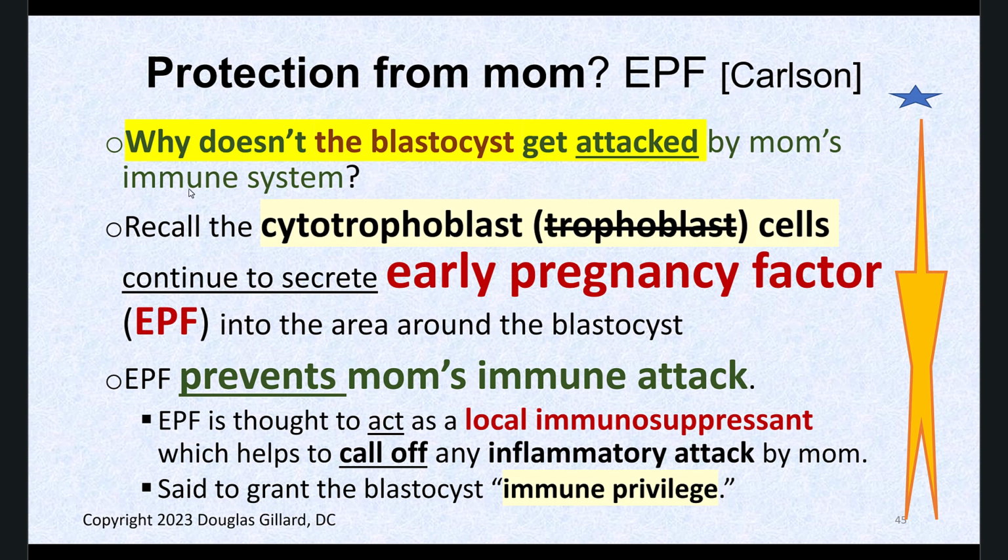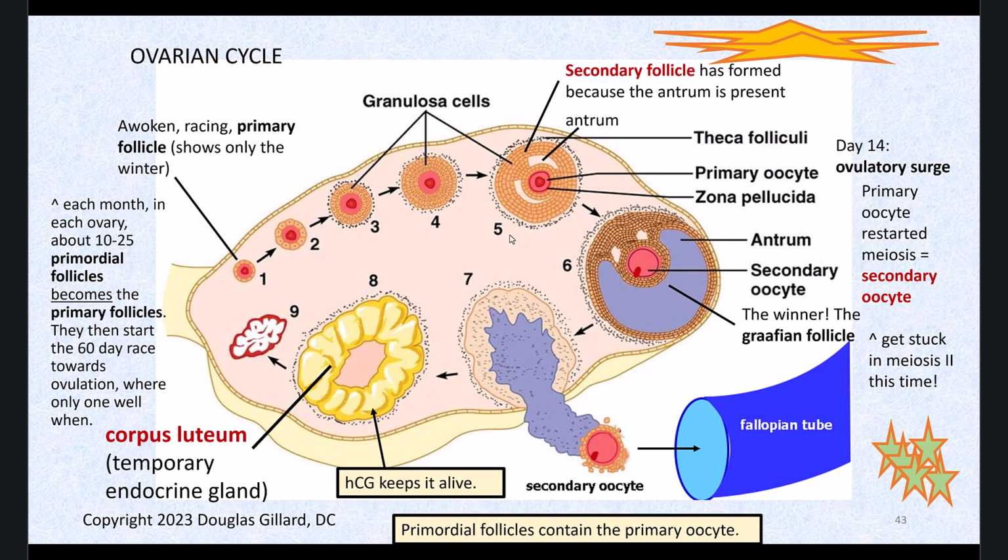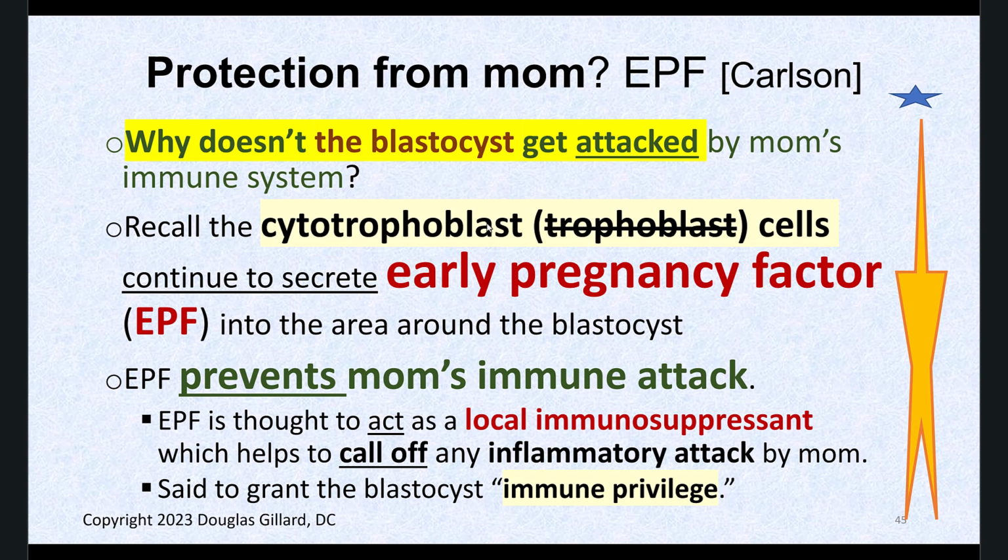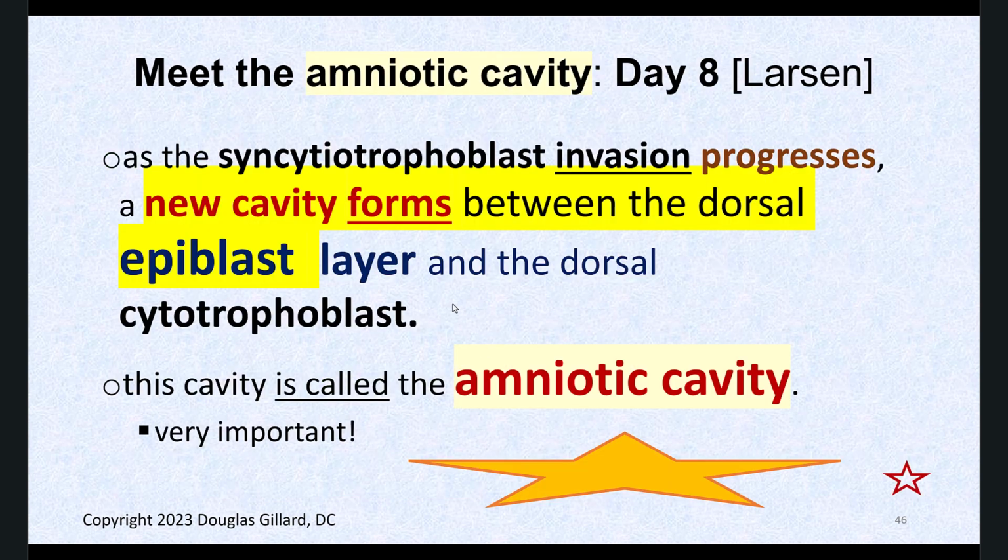So what else? Why doesn't the blastocyst get attacked by mom's immune system like crazy? Because now it's inside, and mom's spiral arteries and capillaries are right there. Early pregnancy factor secretes some things that grant it immunoprivilege. Recall the syncytiotrophoblast cells? Well, they were trophoblast cells when they started, but they secreted EPF, early pregnancy factor, which granted the blastocyst immune privilege, so mom's immune system wouldn't attack.